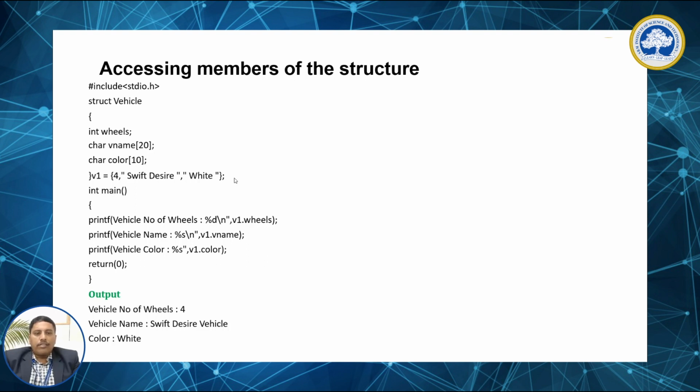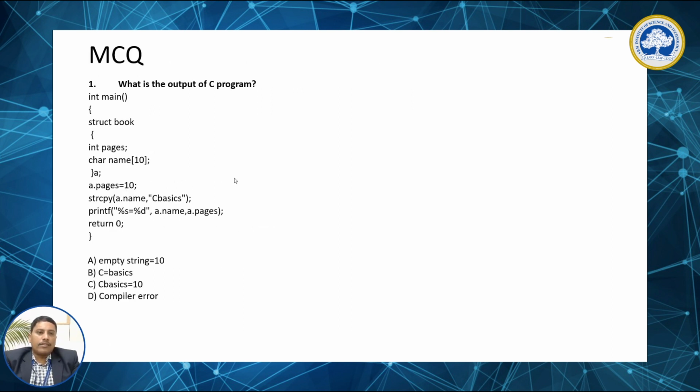The next line prints the vehicle name. The vehicle name is available in the member v name, so I access it using my structure variable v1: v1 dot v name. The third one accesses the color of the vehicle, which is in my character array member color, so I use v1 dot color. Here v1 is your structure variable. So that is the output of the program, the way in which we can access members like this.